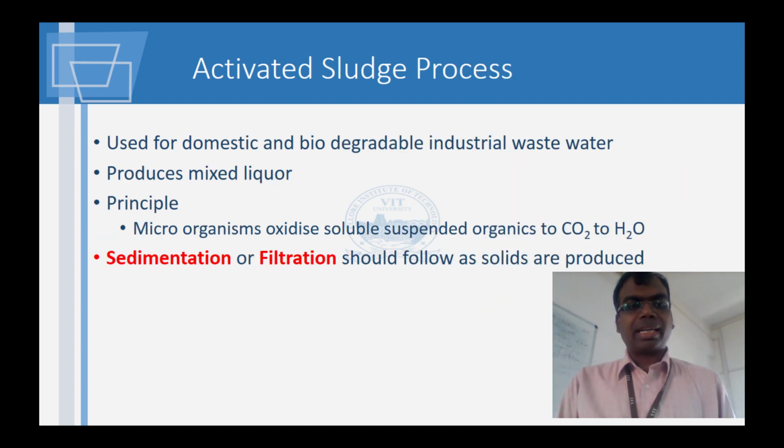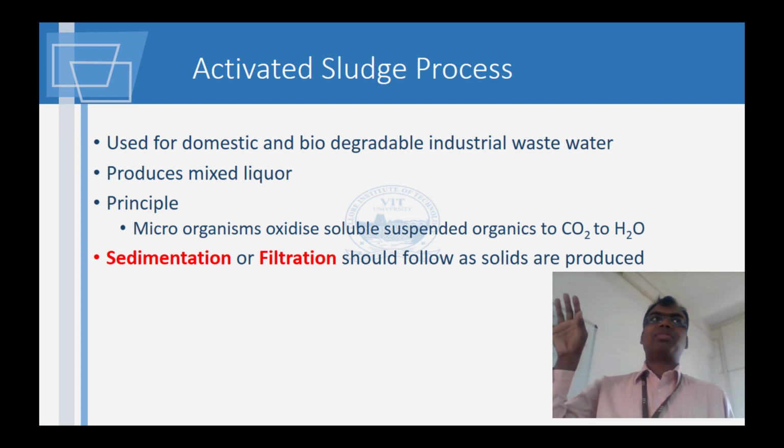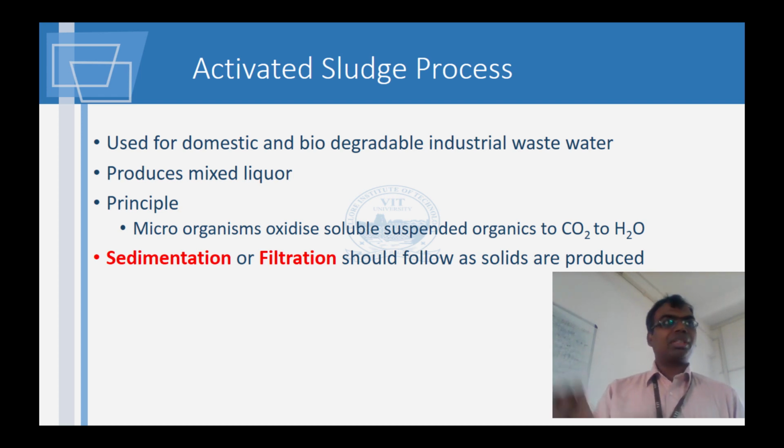Here we go for the activated sludge process. Activated sludge process is used only for biologically degradable waste. It means that it can be used for the waste from a sugarcane industry, but for a tannery it is not possible, because it will have heavy metals and the like which will kill the bacteria. This sort of understanding is very important in the choice of a process.